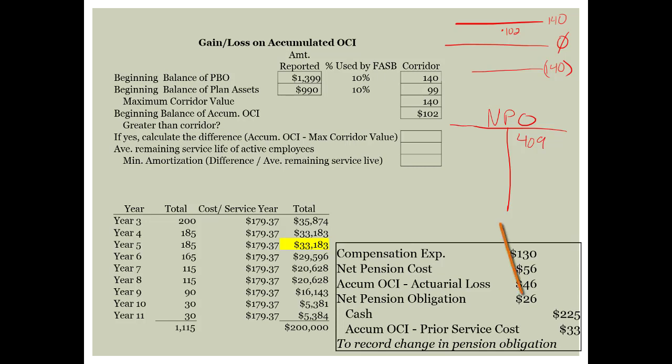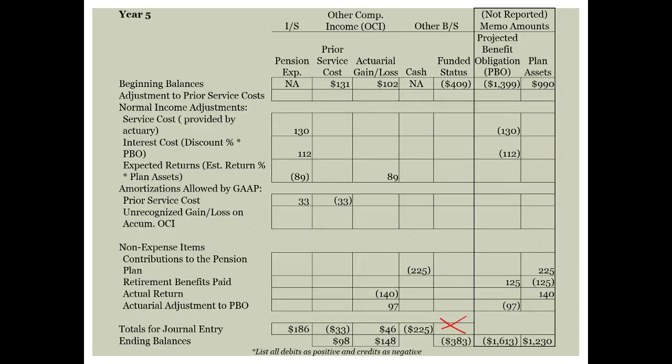And now we've debited by 26, so we end up with 383 as our ending balance in our net pension obligation. We check that with our ending balance from our worksheet, and sure enough, credit of 383, that's exactly what we wanted.